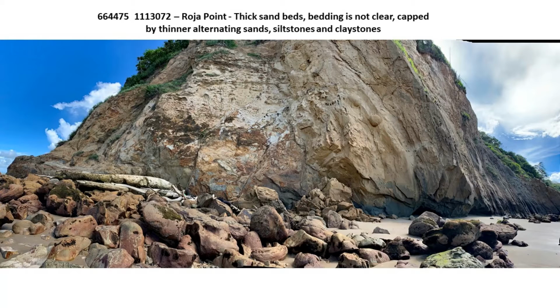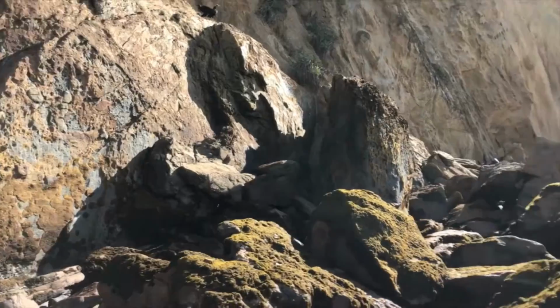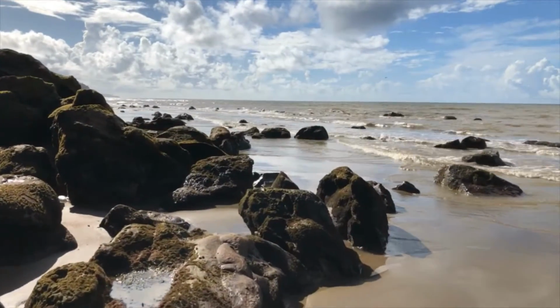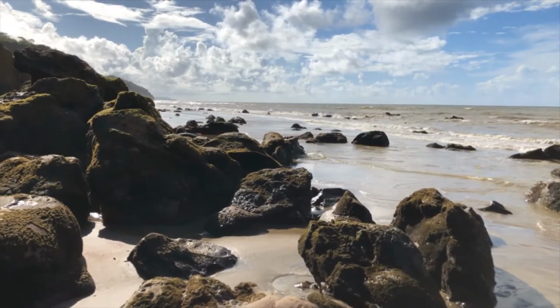At Roja Point, we have thick sand beds. The bedding is not clear and is capped by thinner alternating sands, siltstones, and claystones on the right. Within the massive sands are ophiomorpha. We are now rounding Roja Point, which, as we see, can only be done at a very low tide.